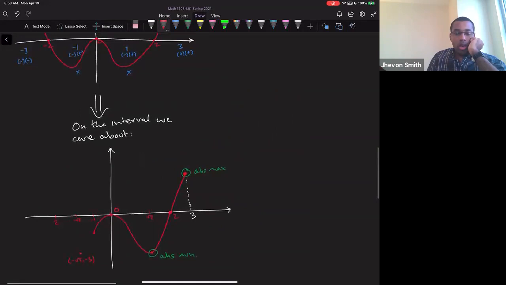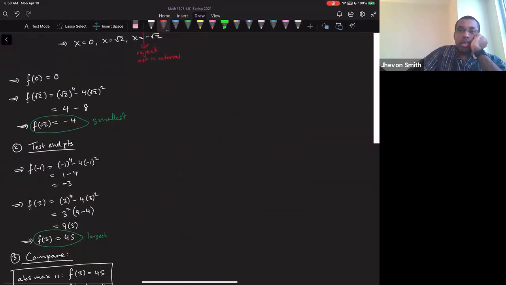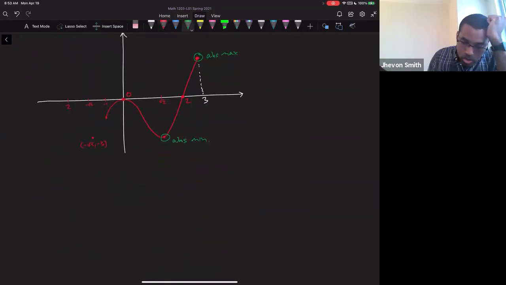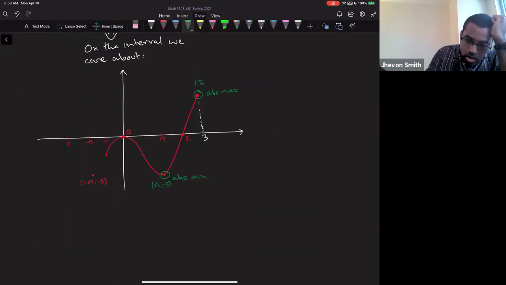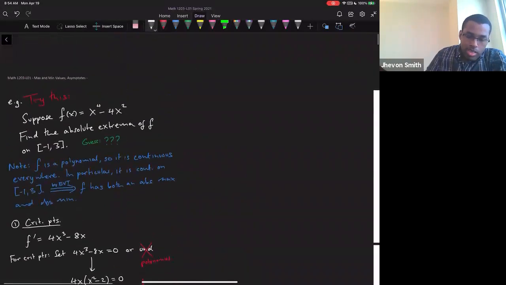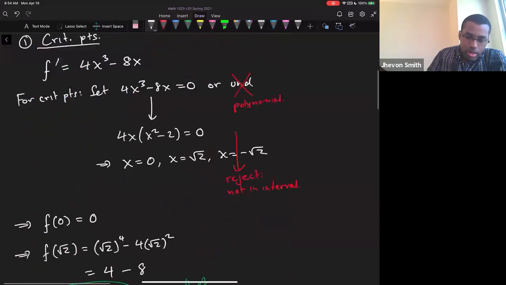However, we could identify these points without even knowing what the graph looks like, right? We still could use the closed interval method to know that's where the max and min would have occurred, right? So this here is at -2, -3. And this part here is at 3, 45. So that's what was going on there. Nothing much else to do here. This is the process. I don't really think we need another example.